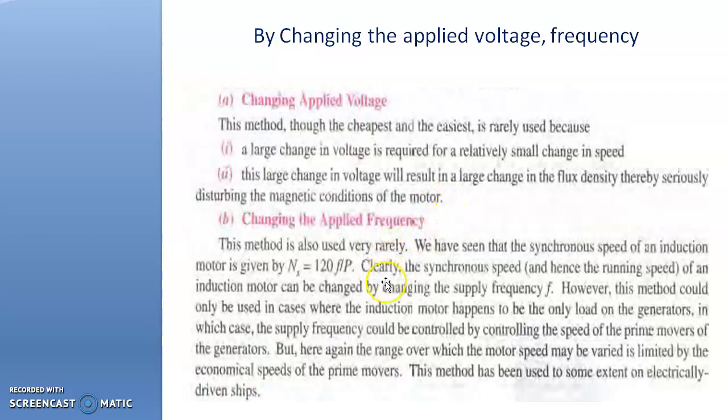The second method is changing the applied frequency. You know the synchronous speed of induction motor is 120 f by P. So by changing the frequency, the synchronous speed will be changed, and you know the speed of the induction motor N is (1 minus s) into Ns. So if Ns is changed, then speed of the motor will also get changed. So by changing the frequency, you can change the synchronous speed, and thereby you can change the speed of the motor. But the problem is we are obtaining the constant frequency supply only.